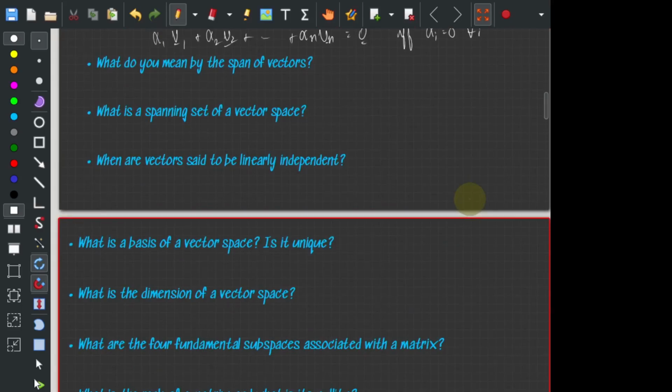We already said when vectors are said to be linearly independent. What is the basis of the vector space? Any linearly independent spanning set for a vector space is called a basis. So a basis is a set of vectors which satisfies 2 properties. It spans your vector space, and secondly, they are linearly independent. For a given vector space, is the basis unique? You can find multiple bases for a given vector space.